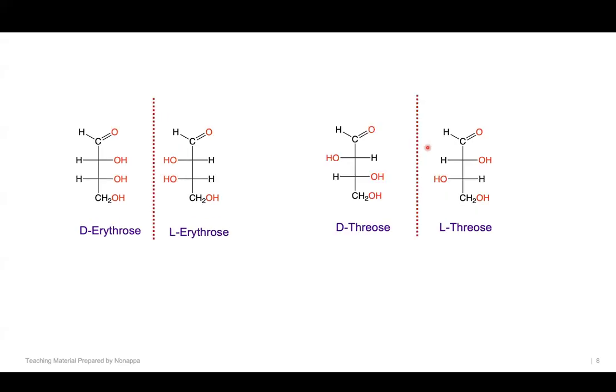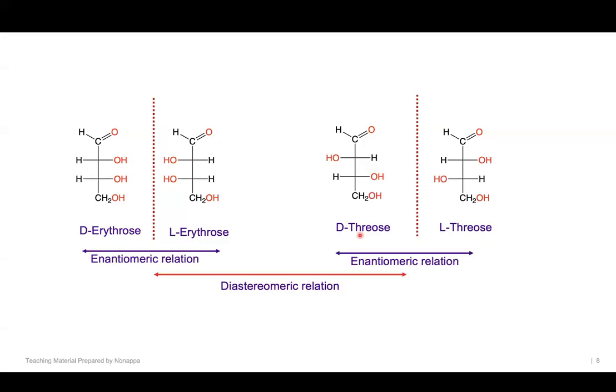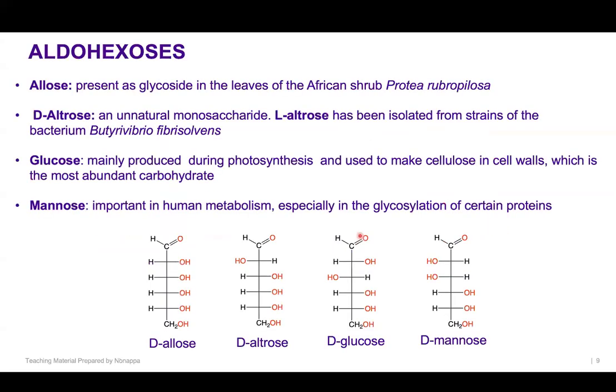Now we can also write the mirror image of this. D and L always have an enantiomeric relationship, so D and L threose have an enantiomeric relationship. Now we can also write the relationship between this and this carbohydrate molecule. These are now tetroses. So we can see an enantiomeric relationship and a diastereomeric relationship. Now if you look at different aldoses, it's just additional information.